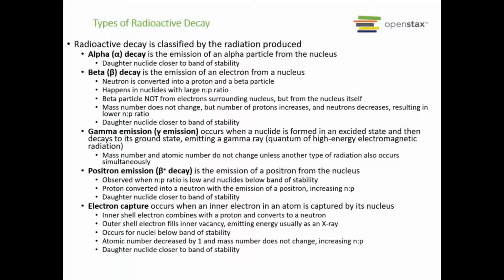So let's talk about the types of radioactive decay. We classify it based on the radiation that is produced. The first, alpha decay, is the emission of an alpha particle from the nucleus. The daughter nuclide then ends up closer to the band of stability from that chart we looked at in the last section. One example would be polonium-210 giving off an alpha particle and giving us lead-206.